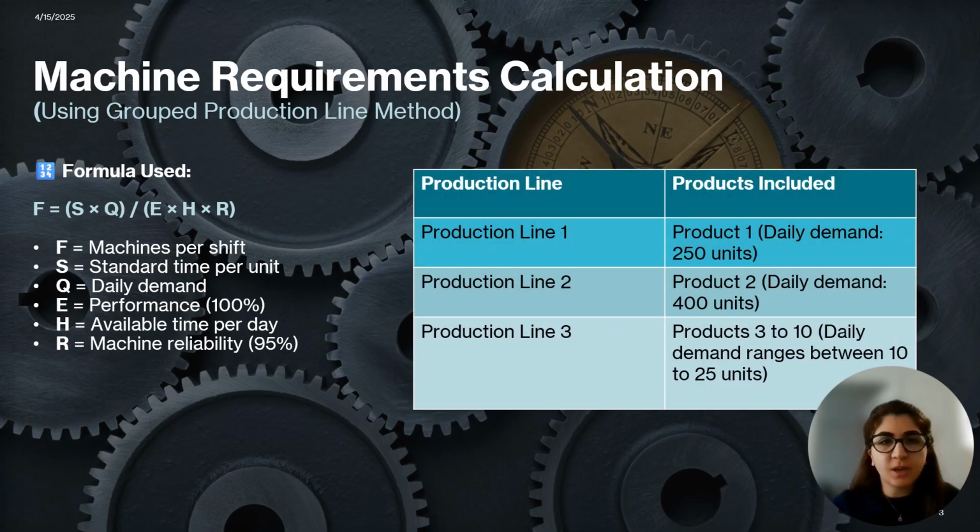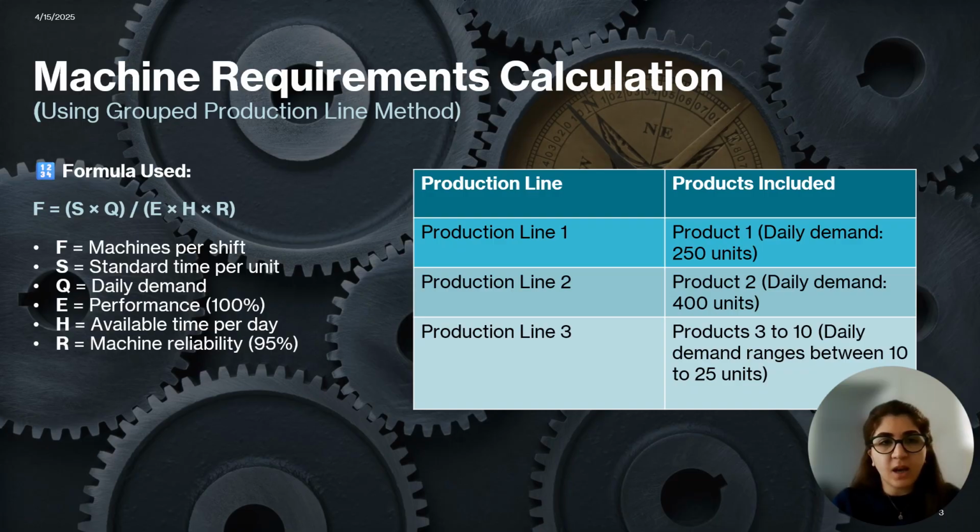In this part of the project, we estimate the machine requirements for OKKO's new plant using the group production line method. The main objective is to determine how many machines are needed per shift for each production line, while also comparing this approach to alternative methods, especially in terms of machine utilization, cost, and operational flexibility. This formula helps us determine how many machines we need based on time, reliability, and demand.